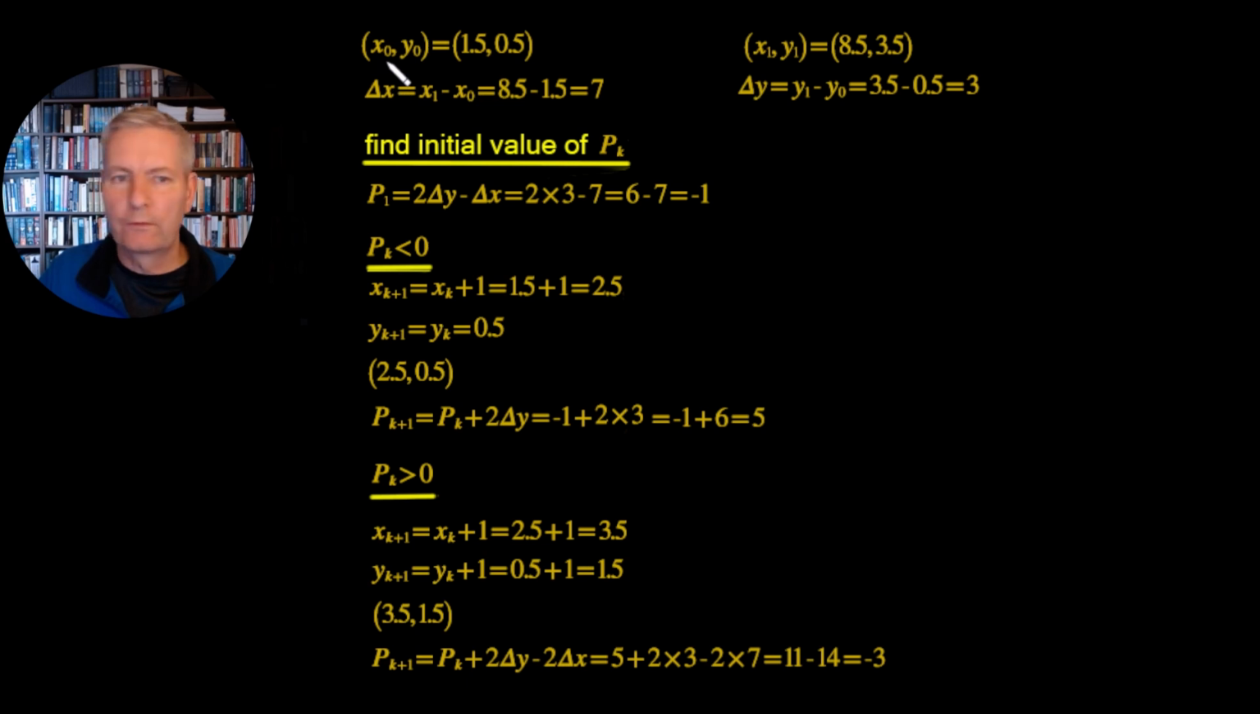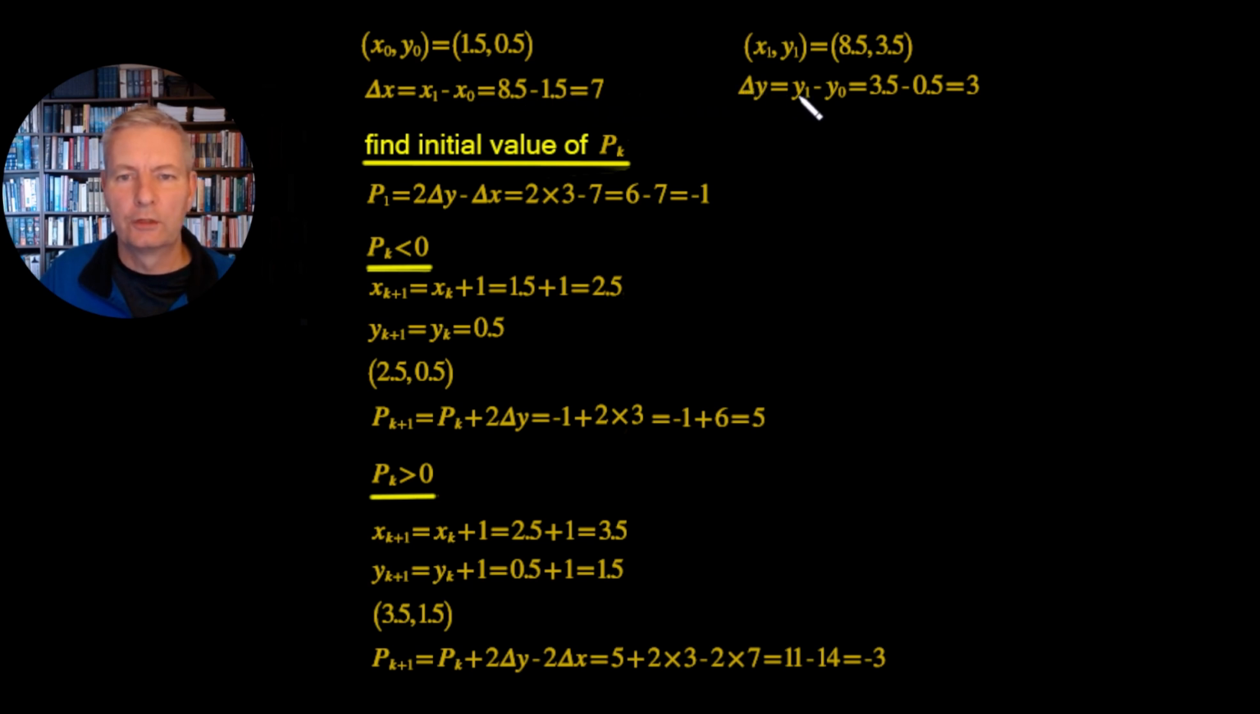So you can see here we've got our initial position, which is x0, y0, which is 1.5, 0.5, and the final position for the line is x1, y1, which is 8.5, 3.5. So the first thing we do is work out our delta x. Our delta x is going to be x1 minus x0. So that's going to be 8.5 minus 1.5, which gives us the value of 7.